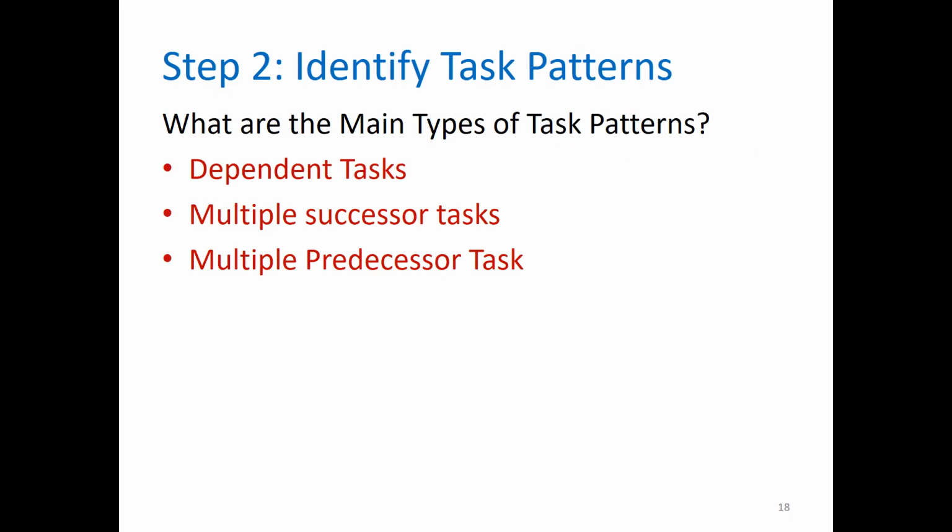Identify task patterns. That is step 2. What are the main types of task patterns? So the 3 main types are dependent tasks. Now, dependent tasks is when tasks must be completed one after another. Multiple successor tasks, when several tasks can start at the same time. Each is called a concurrent task. Multiple predecessor task requires 2 or more prior tasks to be completed before it can start.